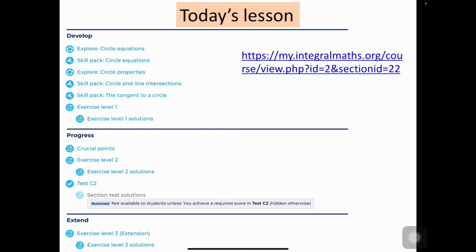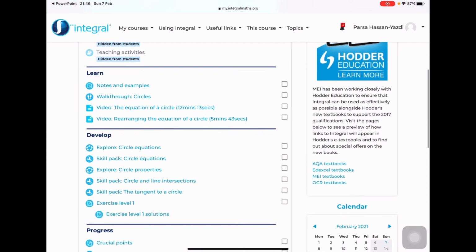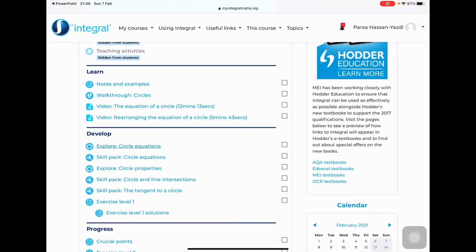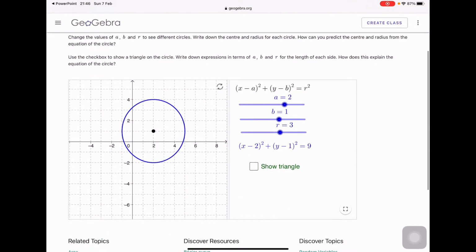Today's lesson, I will go through some of the resources on Integral Maths as I did last week. So we're going to start off with this explore circle equations link. Please feel free to go through these by yourself as well at a later point. So here we have a circle.